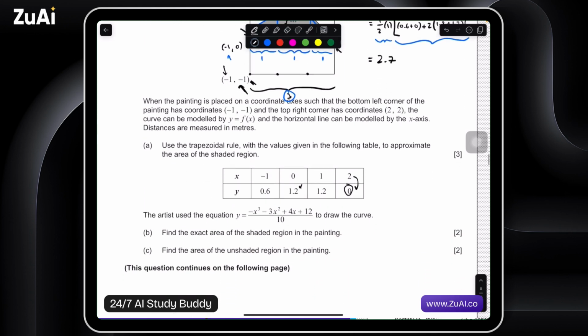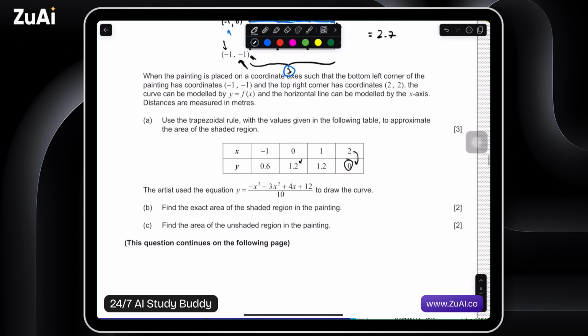Approximate the area of the shaded region. Okay, good. The artist used the equation y is equal to negative x cubed minus 3x squared plus 4x plus 12, all over 10, to draw the curve. Find the exact area of the shaded region in the painting. Okay, so the exact area of the shaded region in the painting.